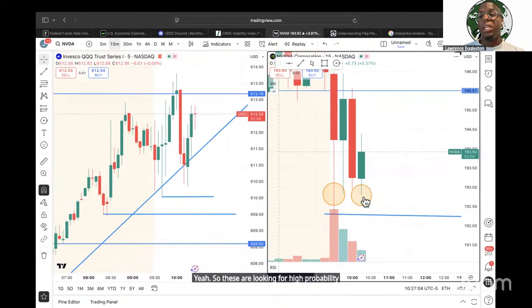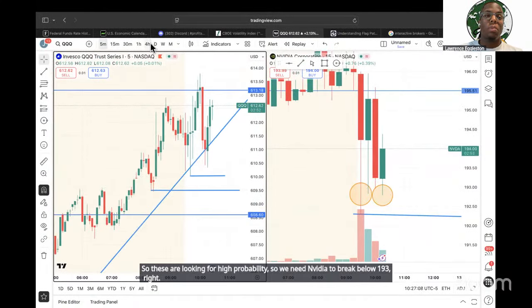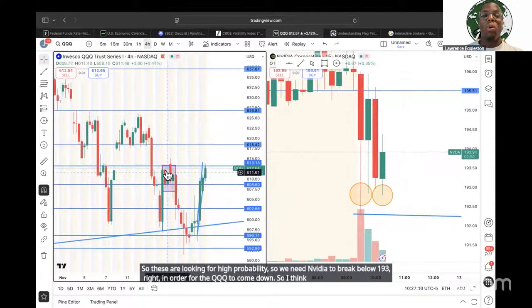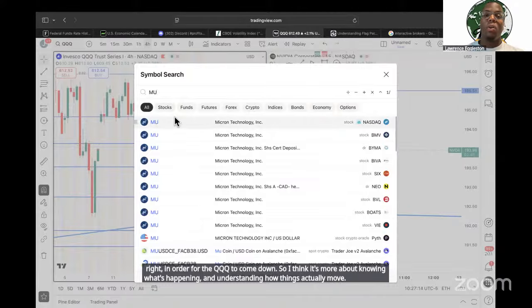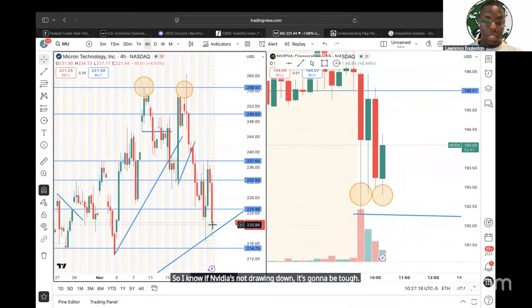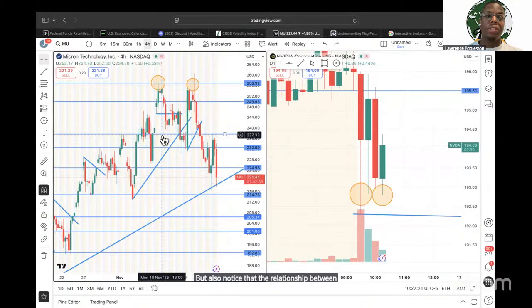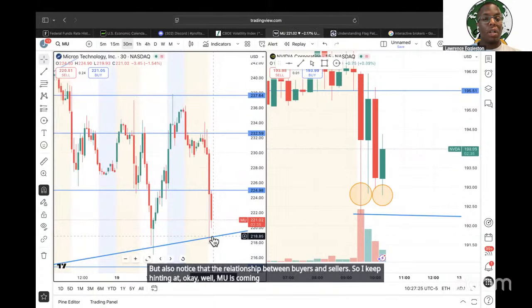So we need Nvidia to break below 193, right, in order for the QQQ to come down. I think it's more about knowing what's happening and understanding how things actually move. So I know if Nvidia is not drawing down, it's going to be tough. But also notice the relationship between buyers and sellers. I keep hinting at, okay, well, MU is coming down here trying to break this 220.